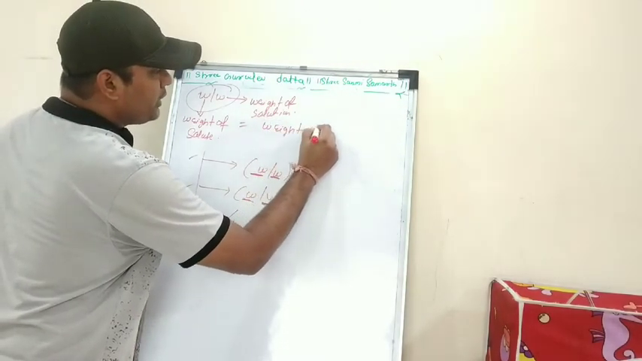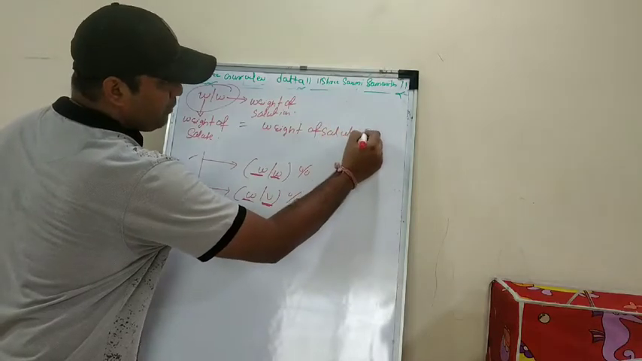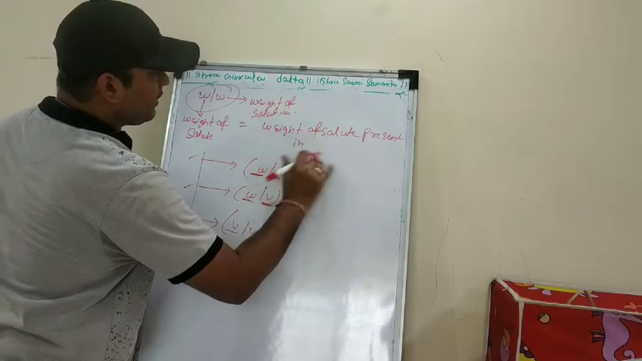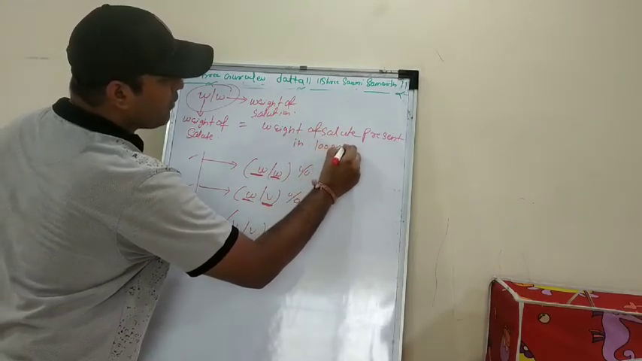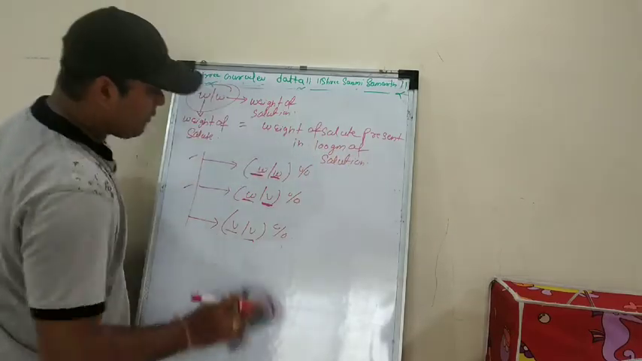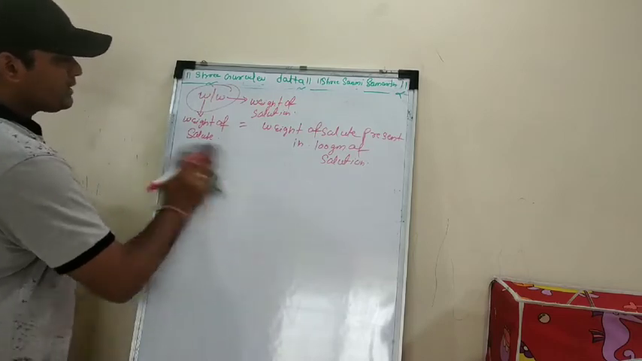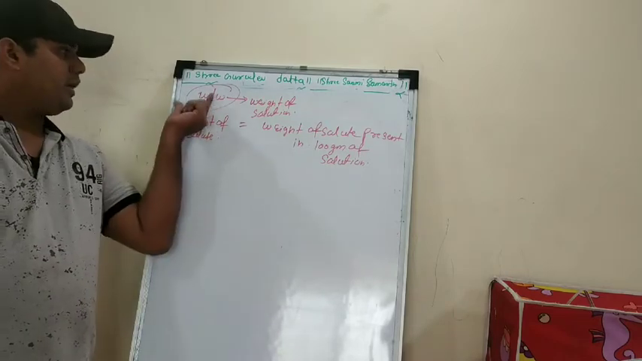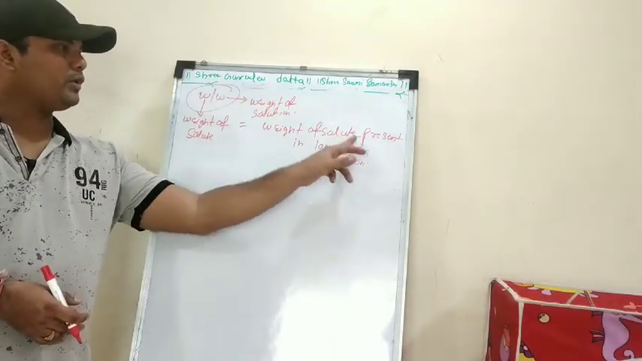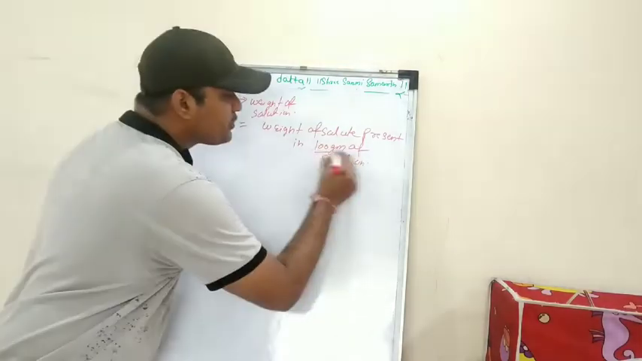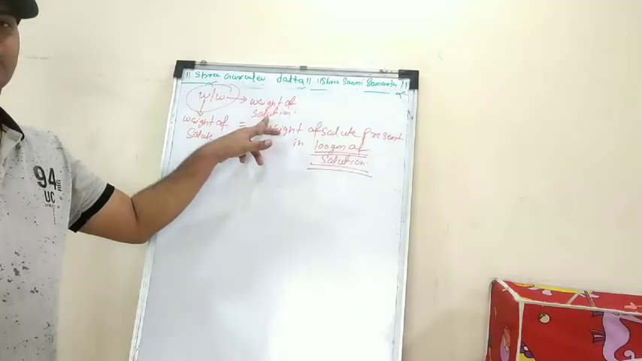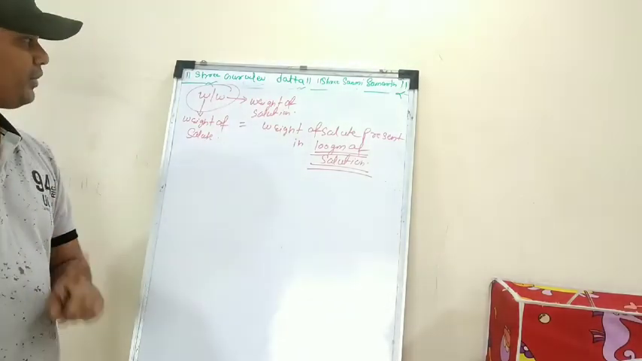Weight of solute present in 100 gram of solution. I hope that you are understanding this. See, W by W. The first W is nothing but the weight of solute. This W is nothing but the weight of solution. So, weight of solute present in 100 gram of solution. Why are we taking 100 gram of solution? As it is the weight of solution, not volume of solution, right? So you have to understand this.